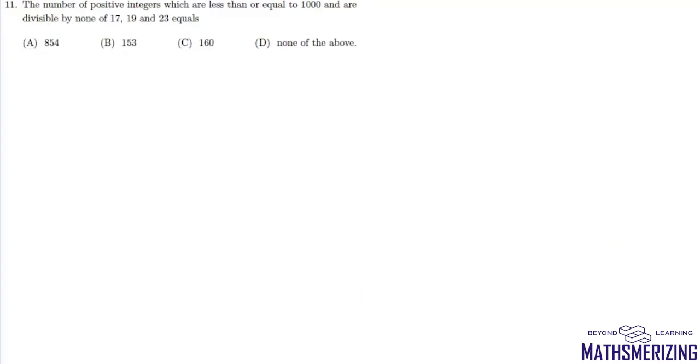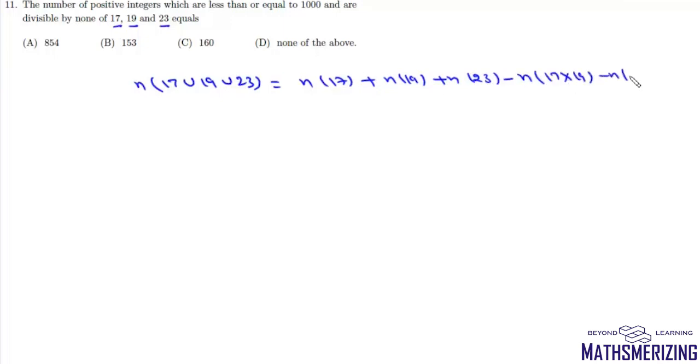Now question number 11 is: number of positive integers which are less than or equal to 1000 and are divisible by none of 17, 19 and 23. So we'll find the number of all the numbers which are divisible by either 17 or 19 or 23. So we'll get this number as n(17) number divisible by 17 plus number divisible by 19 plus number divisible by 23, minus numbers divisible by 17 into 19, 19 into 23, minus numbers 17 into 23, plus numbers divisible by all three of them, 17 and 19 and 23.